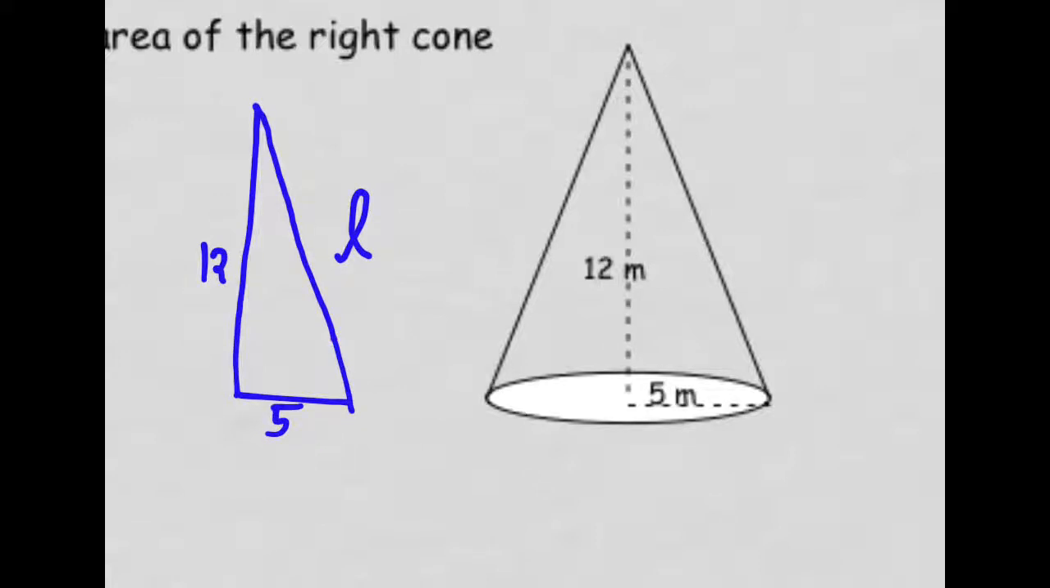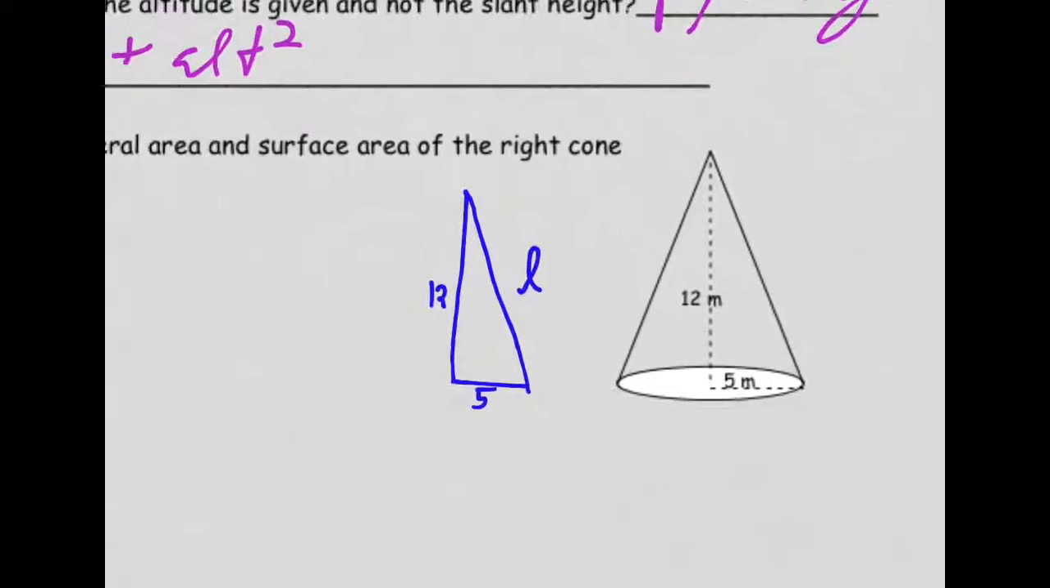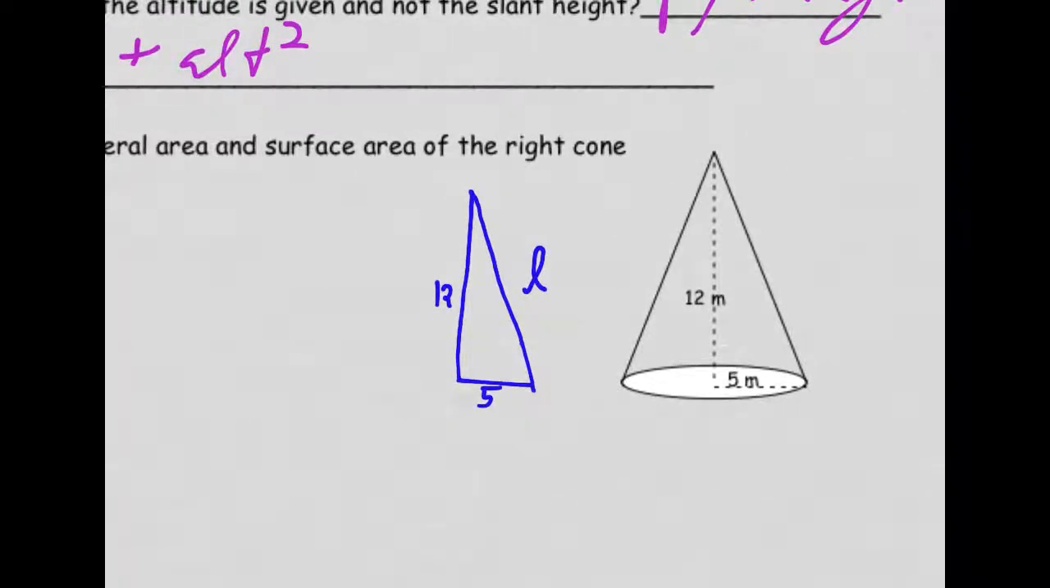All right. So we got this guy right here, and I know I'm going to have to solve for L. So L squared equals 12 squared plus 5 squared. And I'm going to square root both sides. So I get L equals the square root of 144 plus 25. And the square root of 169. Does anybody remember what the square root of 169 is? 13. Very good. 13. A little late to the party. All right. So my slant height is 13.